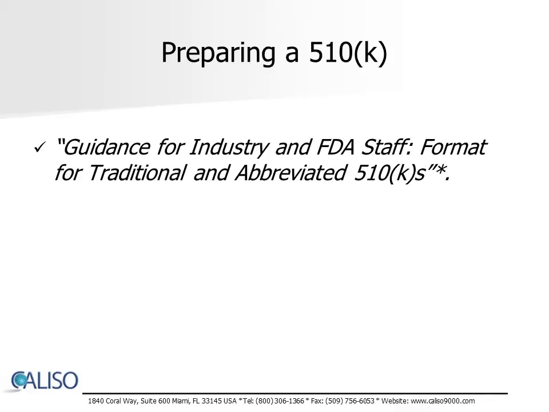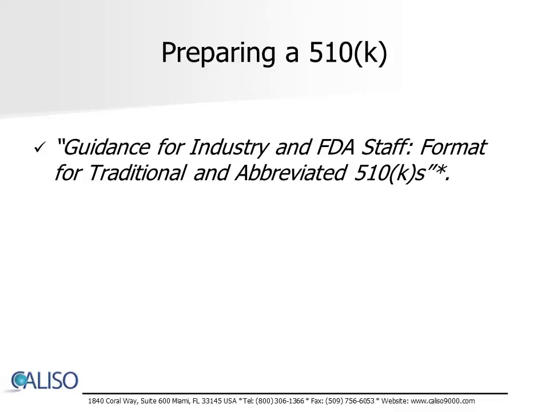The next place to review is the Guidance for Industry and FDA Staff format for traditional and abbreviated 510(k)s. The current document was issued on August 12, 2005 and revised November 17, 2005. The main focus of this document is to provide guidance on how to format an original submission for a traditional or abbreviated 510(k). The guidance document provides only a general framework for the format and content of a traditional or abbreviated 510(k). It does not describe recommendations for any specific type of device.